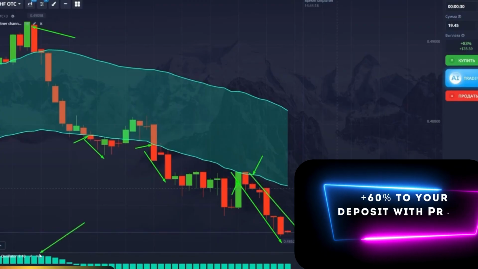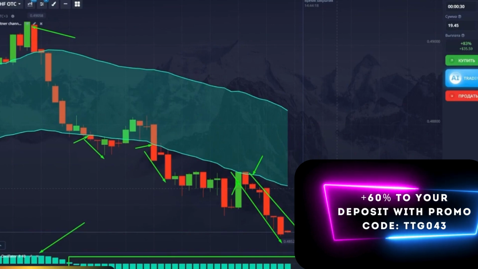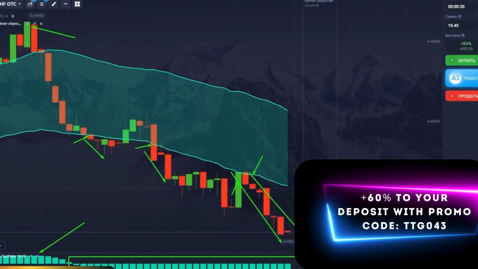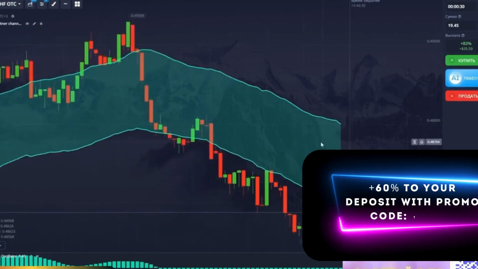The second indicator also needs to be taken into account because we're using a combination of two indicators. Why did I open a sell trade here? Because the histogram was below the zero mark. This is also a signal to sell. That's the entire analysis for this trade. We locked in a profit.